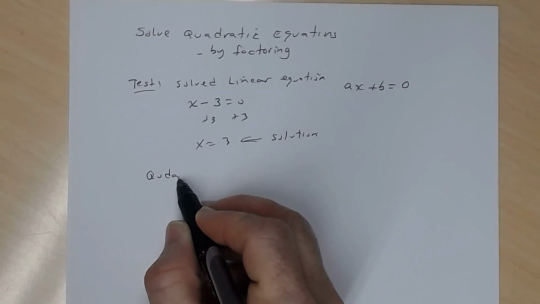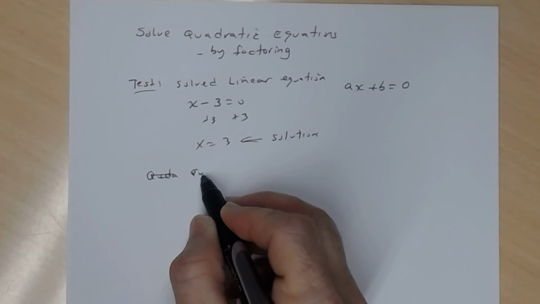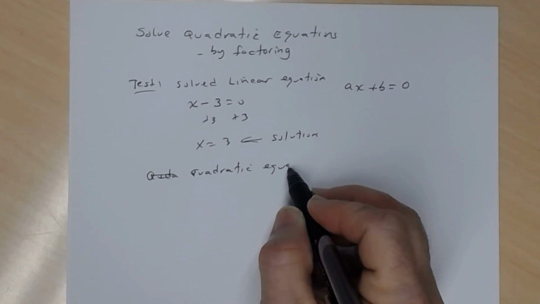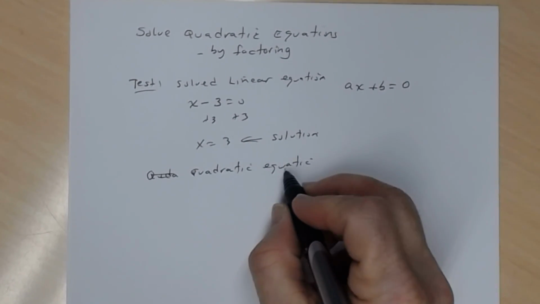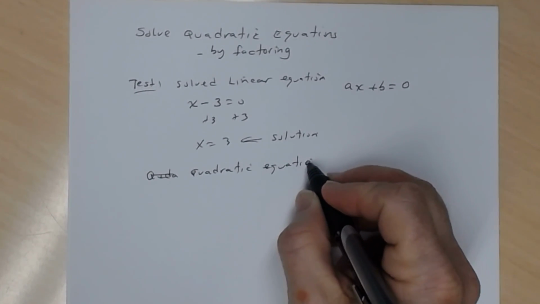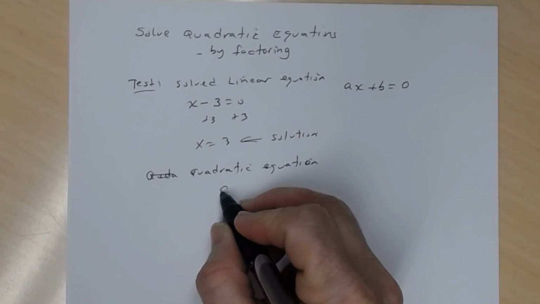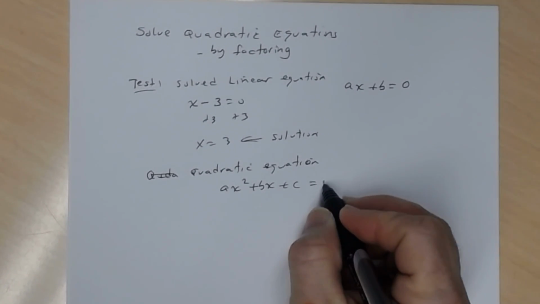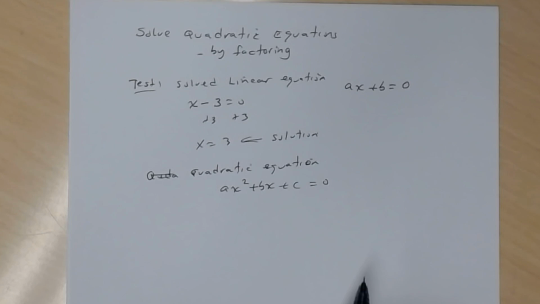Okay, now, a quadratic equation has this form. So this is a quadratic equation. So a quadratic equation has this form: ax squared plus bx plus c equals 0. That's the form of a quadratic equation.